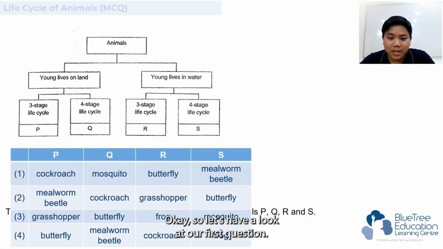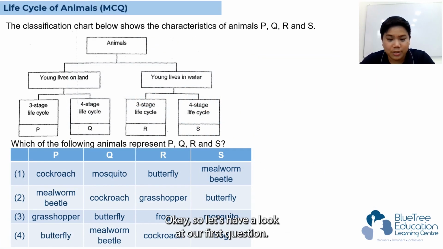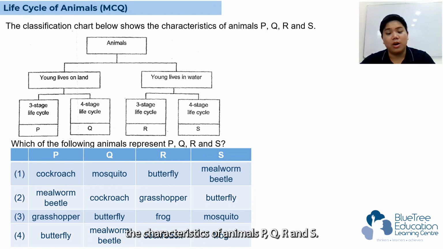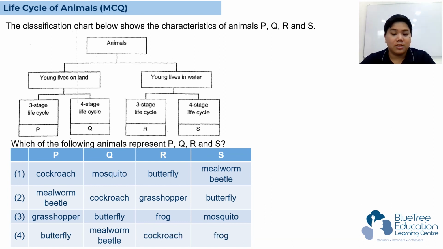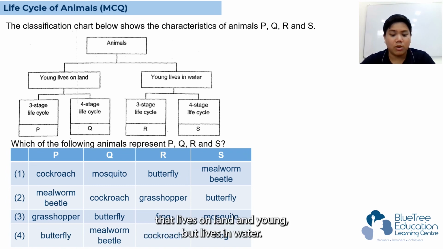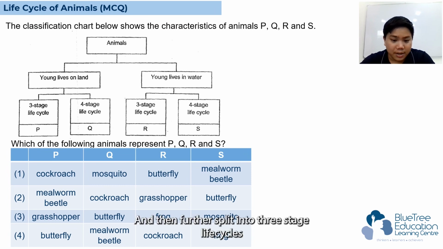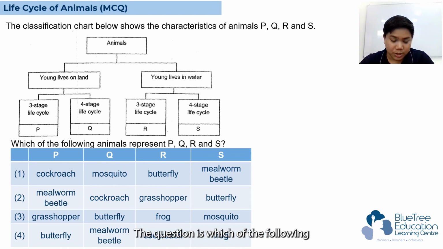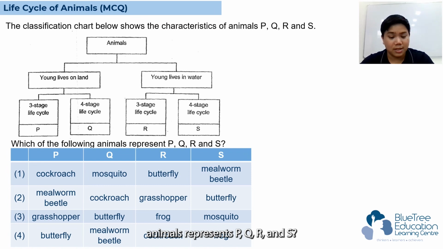Okay, so let's have a look at our first question, MCQ. The classification chart below shows the characteristics of animals P, Q, R, and S. So we have animals, and then it splits into young that lives on land and young that lives in water. Okay, and then it further splits into 3-stage life cycles and 4-stage life cycles. Okay, the question is, which of the following animals represents P, Q, R, and S?